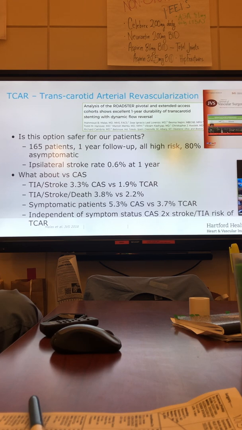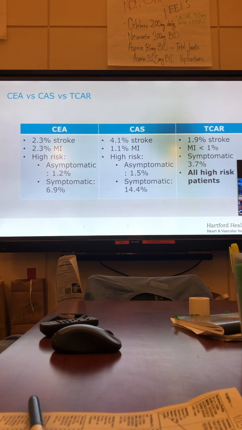Basically, just to go over this, and this is important: if you look at TCAR, the risk of TIA and stroke in all the randomized trials has been anywhere between 0.8 and 1.9%. Essentially, the TCAR risk is all high-risk patients. It's the only patients included with TCAR. The high-risk criteria I showed you before, all the patients treated with TCAR are considered high risk, and the overall risk of stroke is about the same as CEA. MI is substantially lower than 1%, and even for symptomatics, the risk of stroke is quite low. If you look here, in all high-risk patients, the risk of stroke with carotid stenting is about 15%. The risk of stroke with TCAR is about 3.7%, which is much more akin to what we see with CEA.